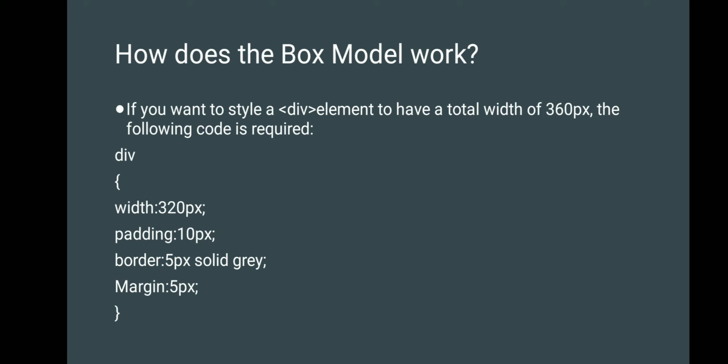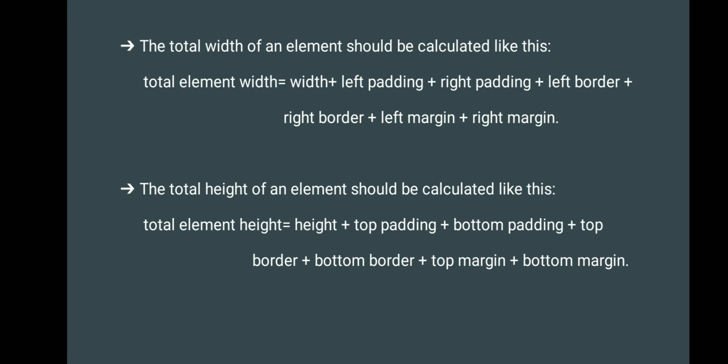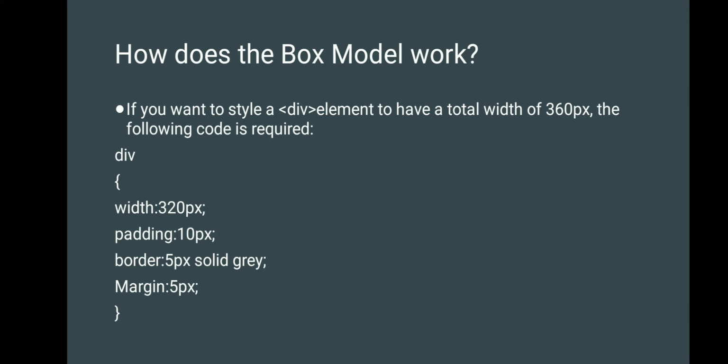Now we'll see how the height and width of the division is set. According to this example, let us consider the width of the division is 360 pixels. Now, if you want to calculate the width of the division, first we have to consider the width of the content, then padding values, then border values and the margin values. To calculate the width of an element, we have to add the width of the content. In the example, we have given width as 320 pixels.